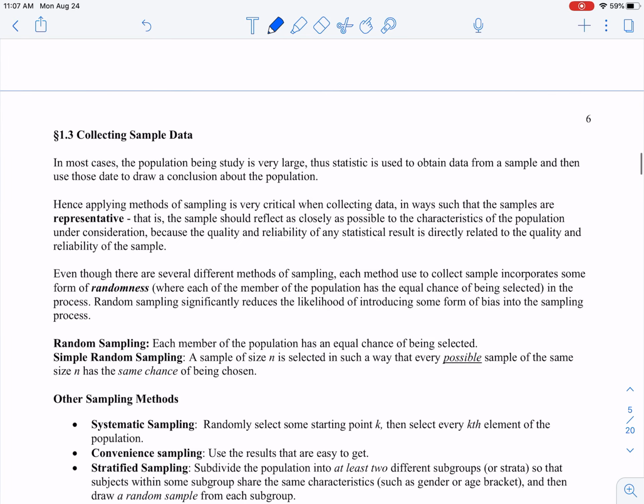It says here, in most cases, the population being studied is very large, which happens a lot in real life. So statistics is used to obtain data from a sample, then use that data to draw a conclusion about the population. The issue is that in order to make a conclusion about a larger population, we have to make sure the sample is representative, meaning it is large enough to represent the entire population. Was the method of collecting data biased or not biased? How do we collect data in a way that is considered representative?